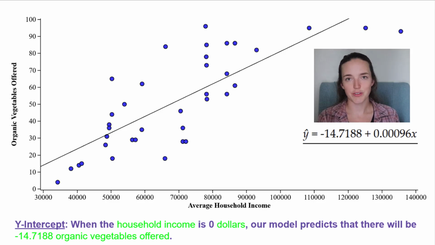The biggest mistake that students make when interpreting is not including enough context. So don't just say, when x increases by 1, y increases by 0.00096. Make sure you have context and explain what the x and y variables are.